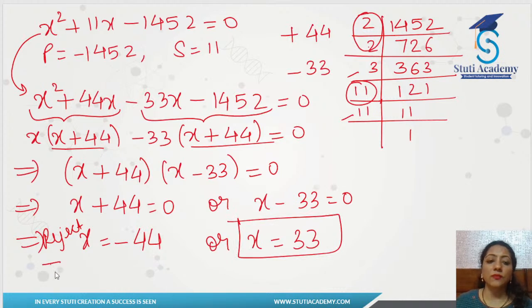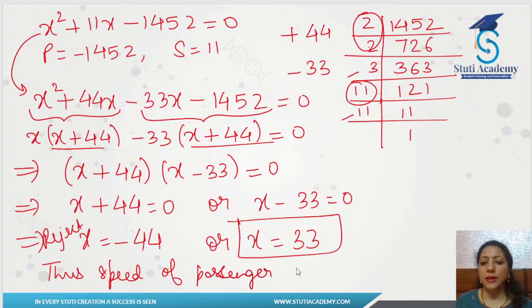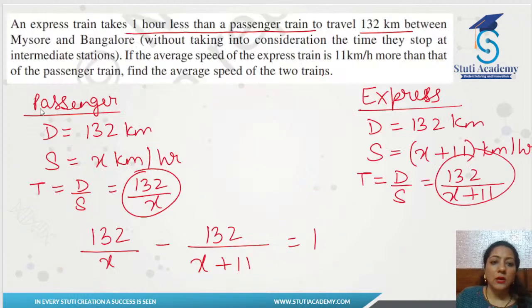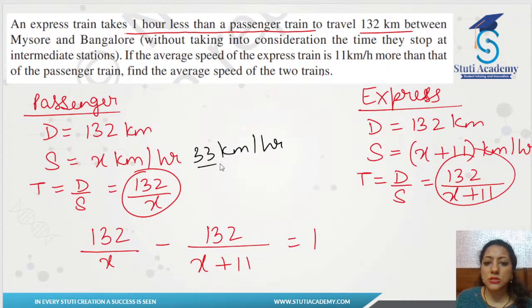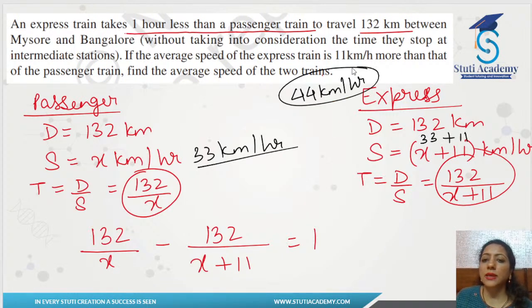So thus the speed of the passenger train is 33 kilometer per hour. This we've already solved for. And the speed of the express train is 11 kilometer per hour more. So this would be 33 plus 11. That is 44 kilometer per hour. That's the speed of the express train.